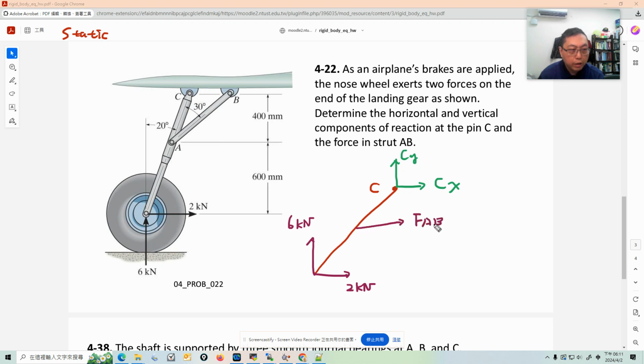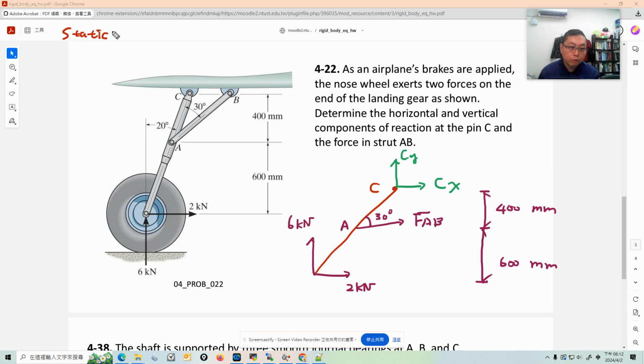Then this angle is 30 degrees. Here is A, and the problem gives you the height information. Draw a line here: this is 400 millimeter, and this is 600 millimeter. Find CY and CX.